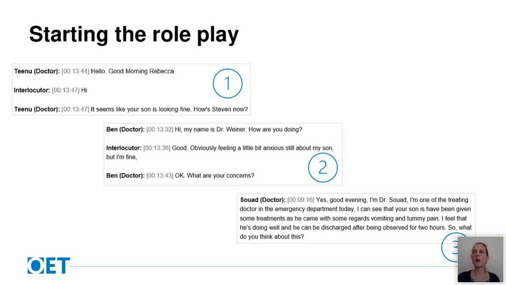So do you think 1, 2, or 3 is the better way to start the role play? The first 3 answers say 1, 2, and 3. Then we're getting some more for 2s and 3s. Does anyone want to say why you think those ones are better? I think the majority of you are saying 2 or 3.